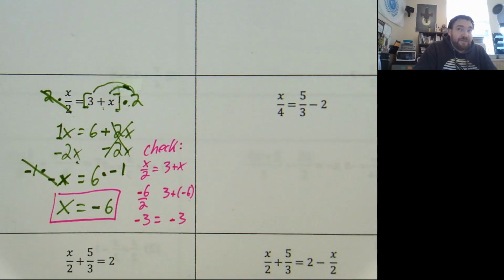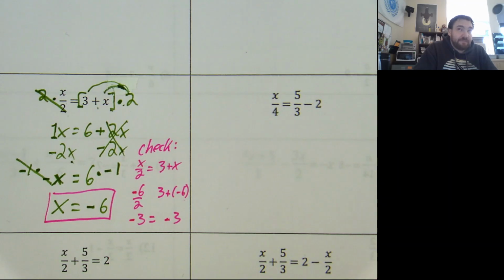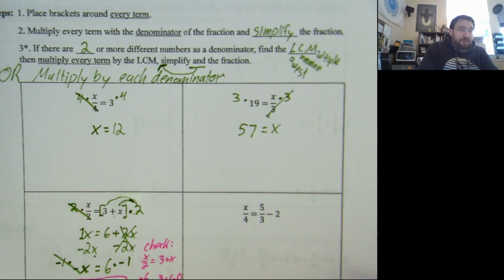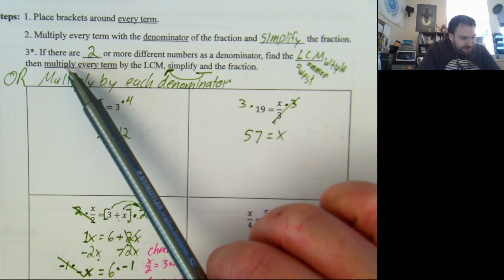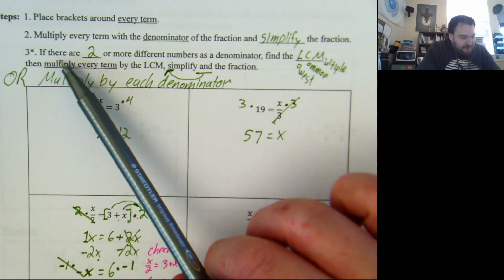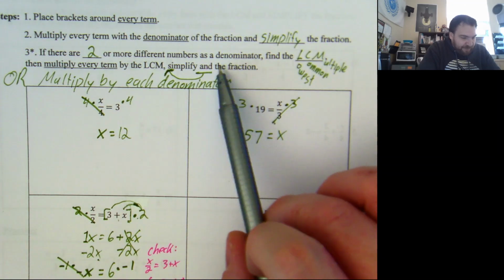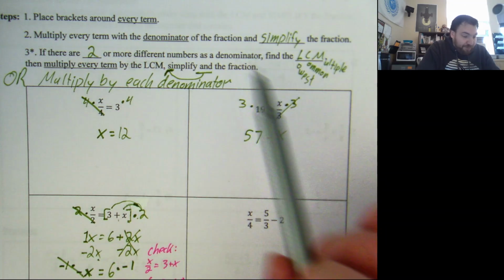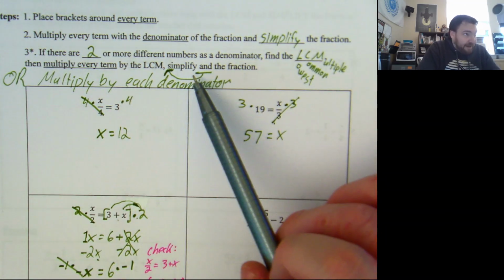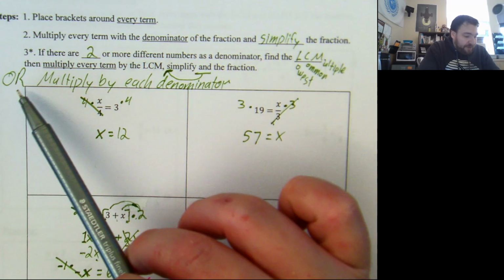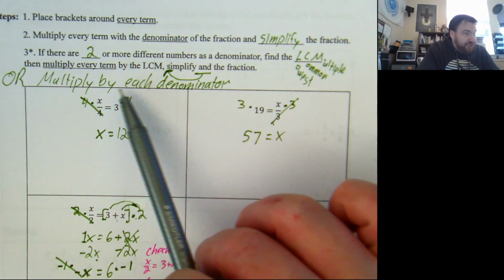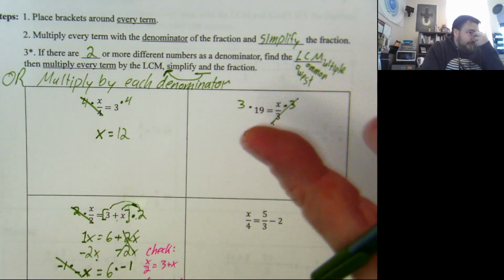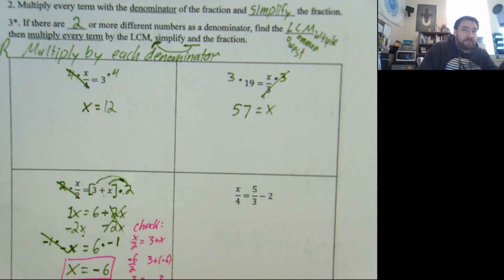Got a few more of these things. When you're dealing with fractions, there were 2 ways I explained what was going on here. Up here in the steps, if you take a look again, I said that for number 3, if there are 2 or more different numbers as a denominator, you can either find the lowest common multiple, multiply and simplify, or you multiply everything by each denominator. I'm going to demonstrate both of those methods. Whichever one you like better is the one you choose to use.